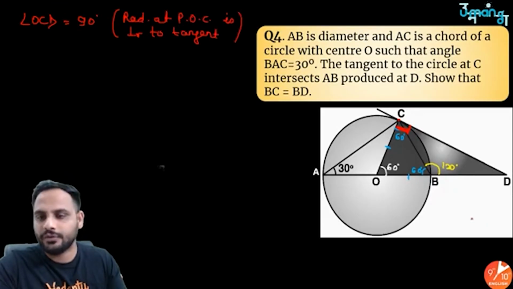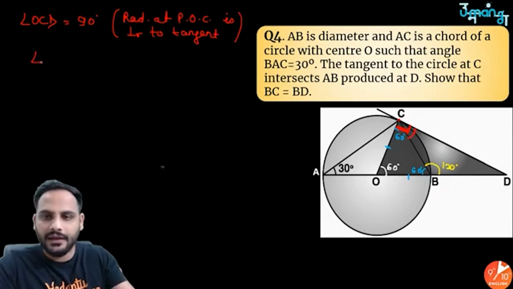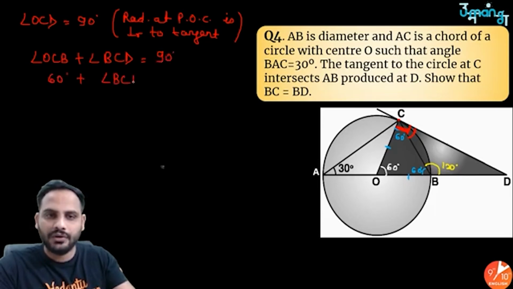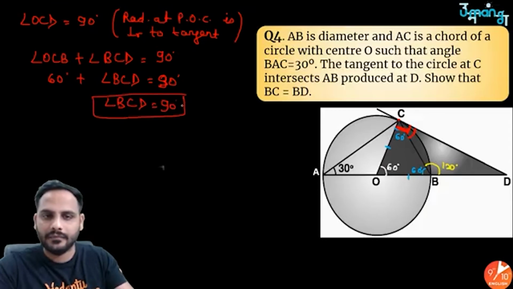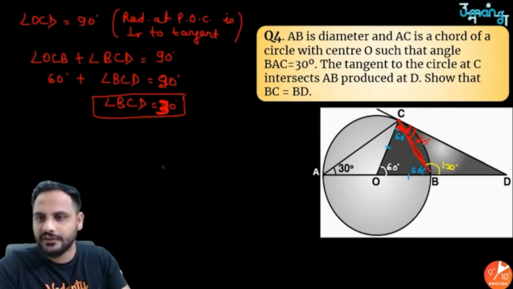So if this total is 90 degrees and this part is 60, I can easily say this part will be 30 degrees. So angle OCB plus angle BCD is equal to angle OCD, which is 90 degrees. So OCB is 60, plus BCD we don't know. So BCD will be equal to, sorry, 30 degrees. So this part is 30 degrees. This part is 60, this part is 30.